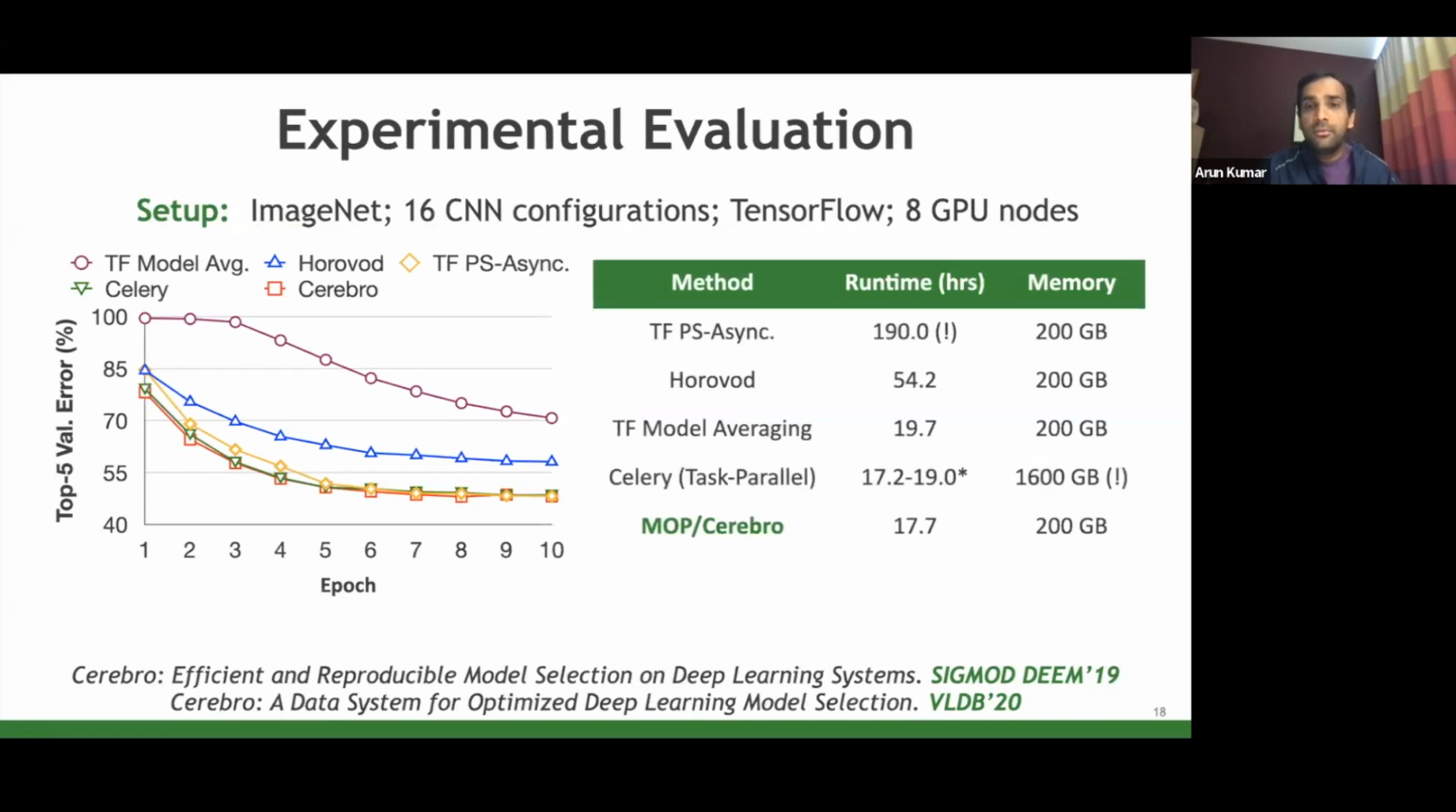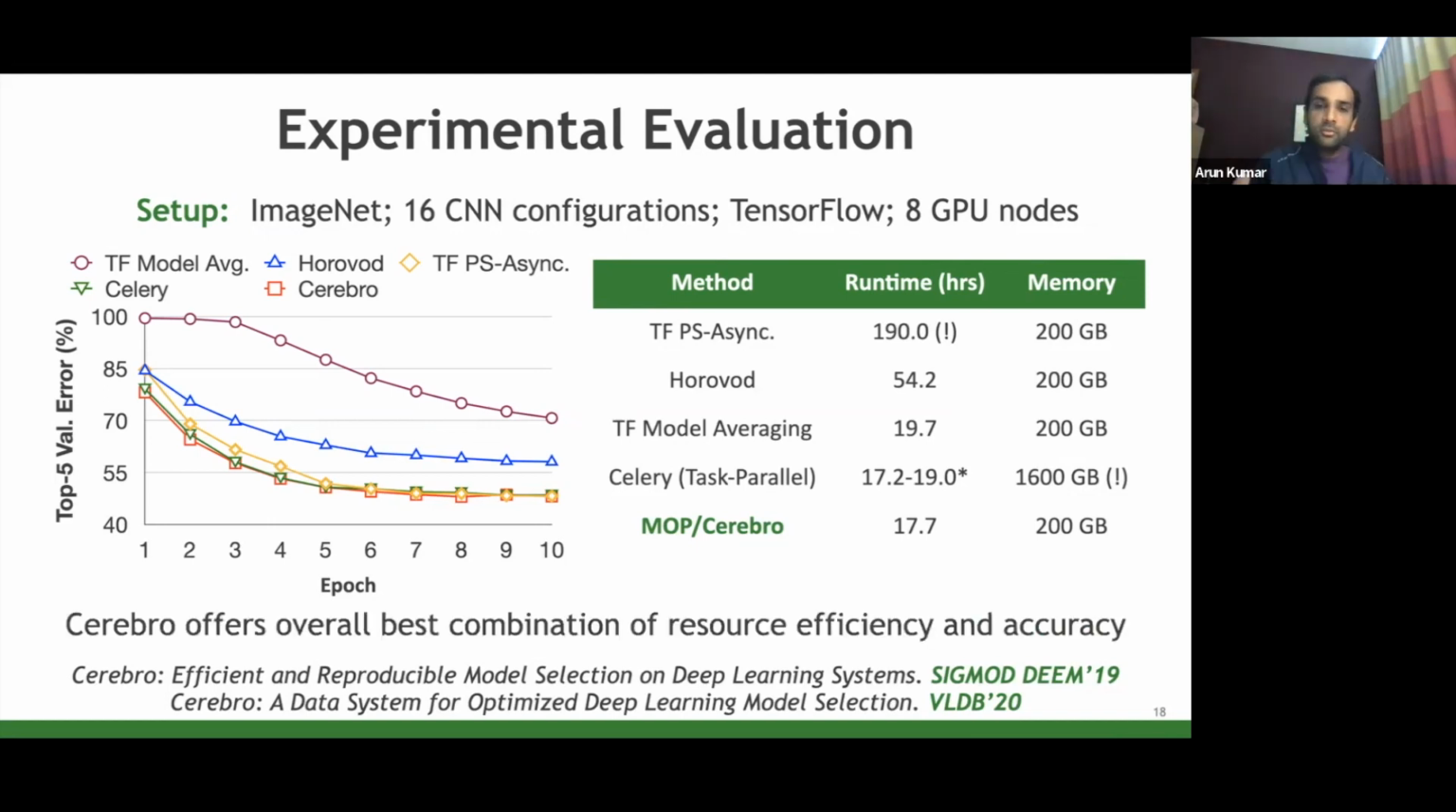However, if you look at system metrics, these are the runtime numbers and the memory and storage footprints. Parameter server is super slow. Horovod is almost 3 times slower than Cerebro. Model averaging doesn't converge, so we don't really want to use it. Celery and Cerebro have similar runtimes, but Celery has almost 8 times the memory footprint of Cerebro because it replicates the full data across the machines.